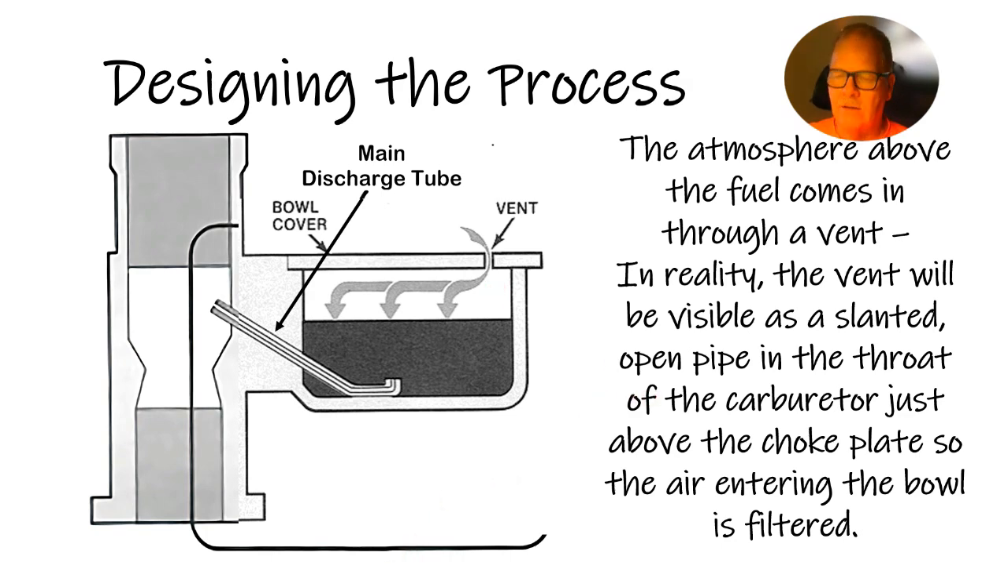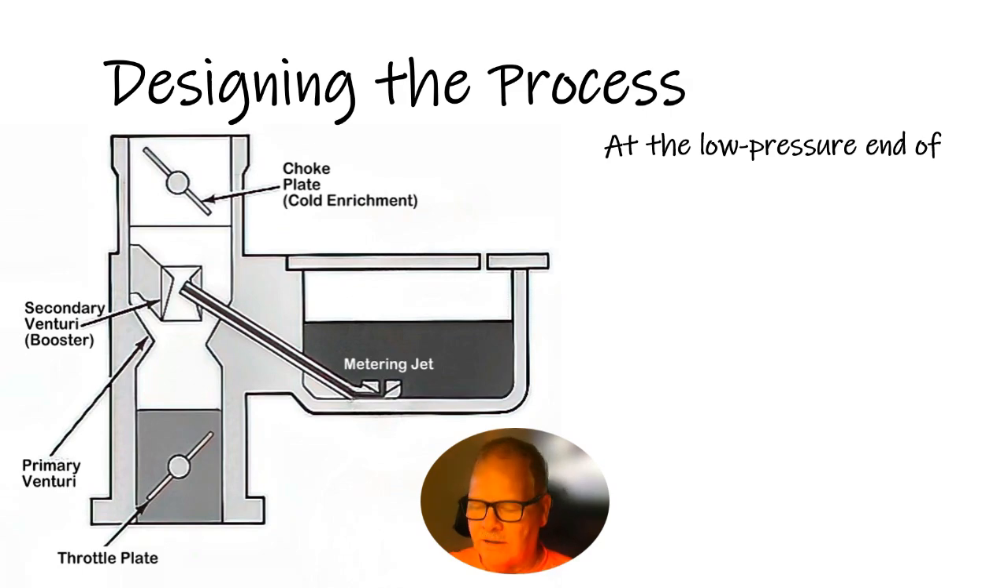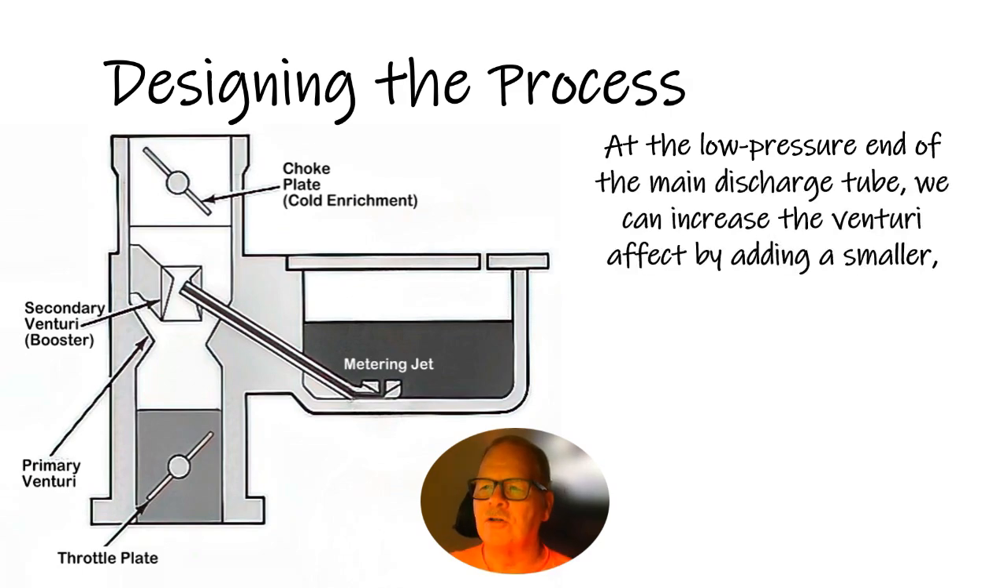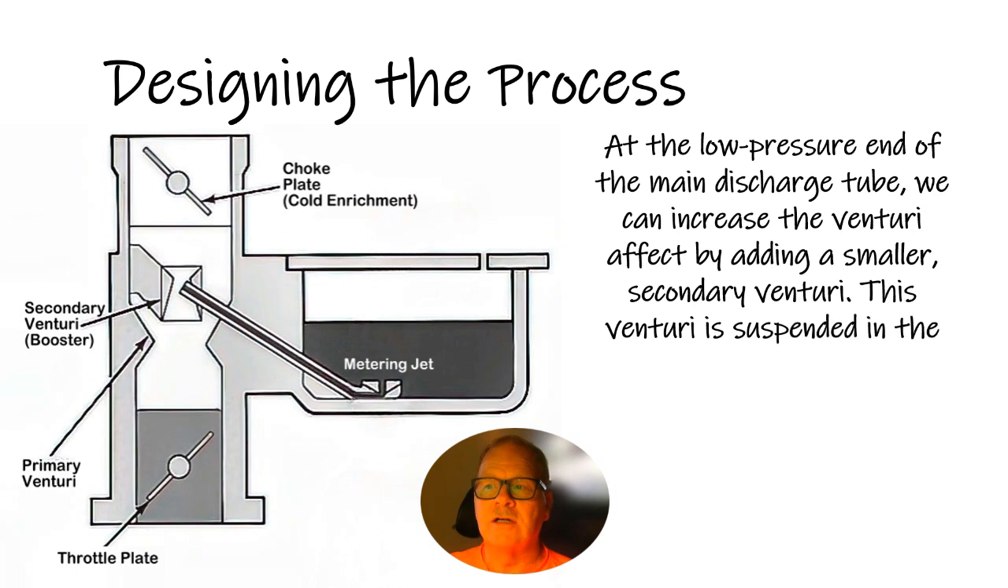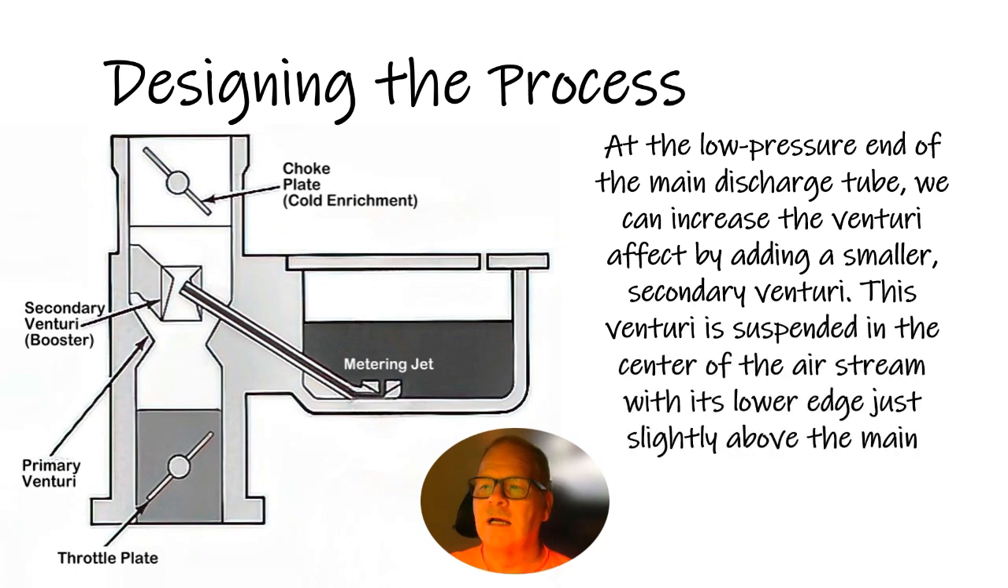All right, so at the low pressure end of the main discharge tube, we can increase the Venturi effect by adding a smaller secondary Venturi, and it's suspended in the center of the airstream like that. See, when this air goes through here, there's your choke plate, there's your throttle plate, and when the air goes through here, you're already creating low pressure here, and then you're doing it more intensely right here where you're wanting to pull the fuel out.